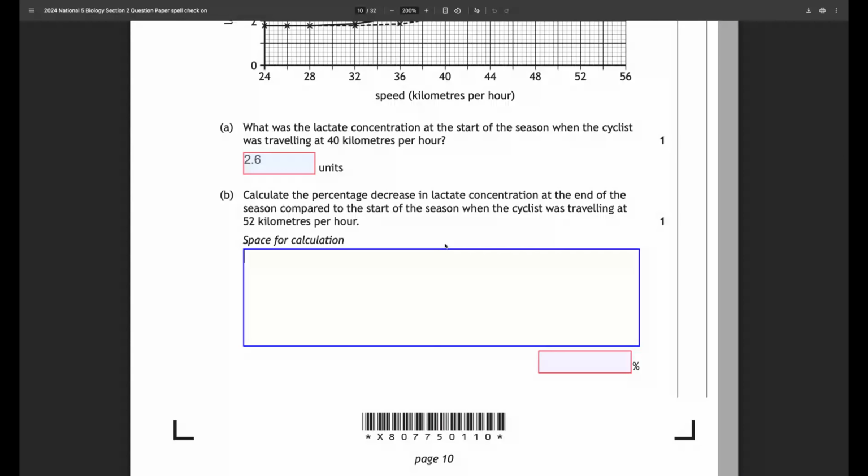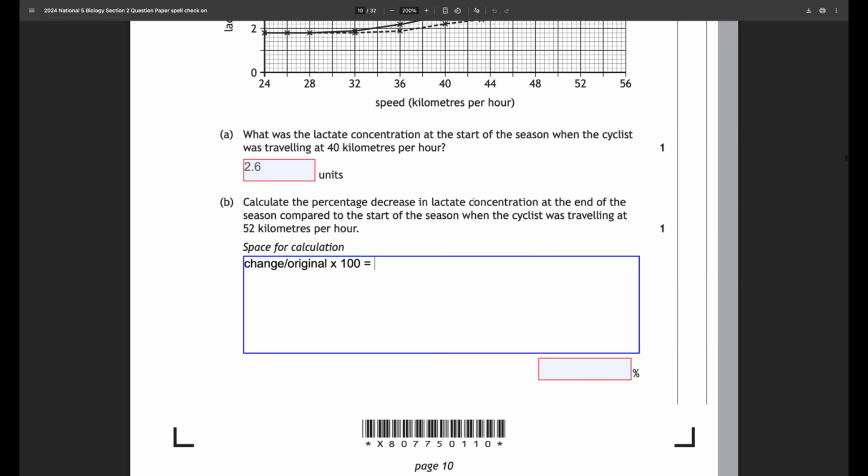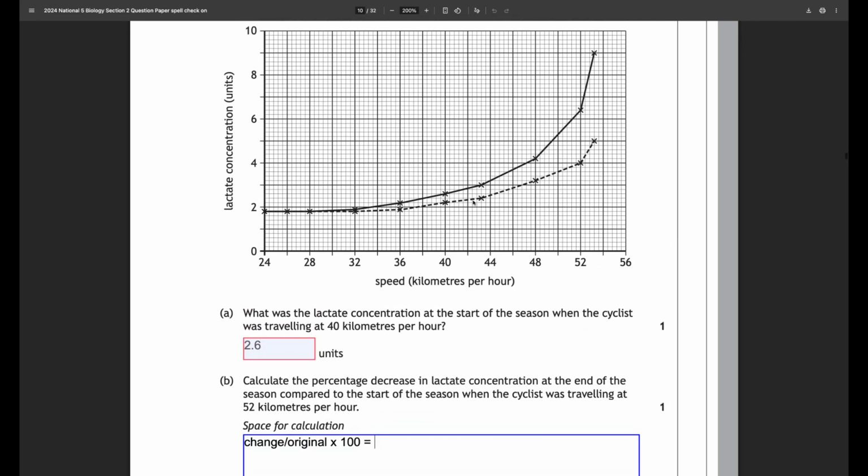Part B, calculate the percentage decrease in lactate concentration at the end of the season compared to the start of the season when the cyclist was travelling at 52 kilometres per hour. So it's the old percentage change question. We get one of those in every single exam. So I would say if you don't know this formula, remember it. Okay, it's going to help you so much when it comes to the exam. It's basically a free mark once you know how to do these well.